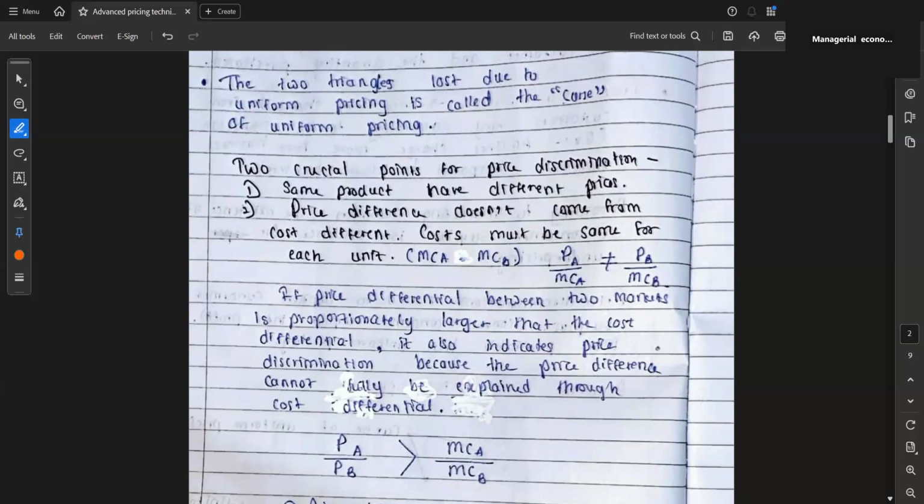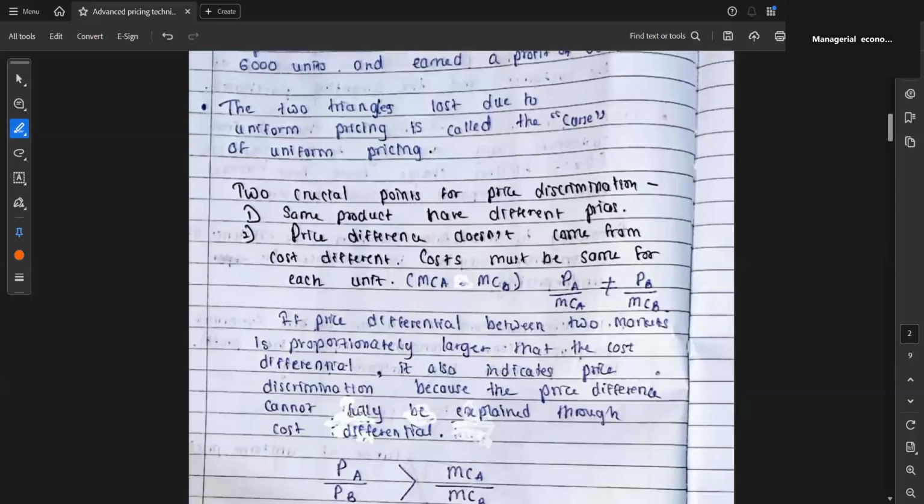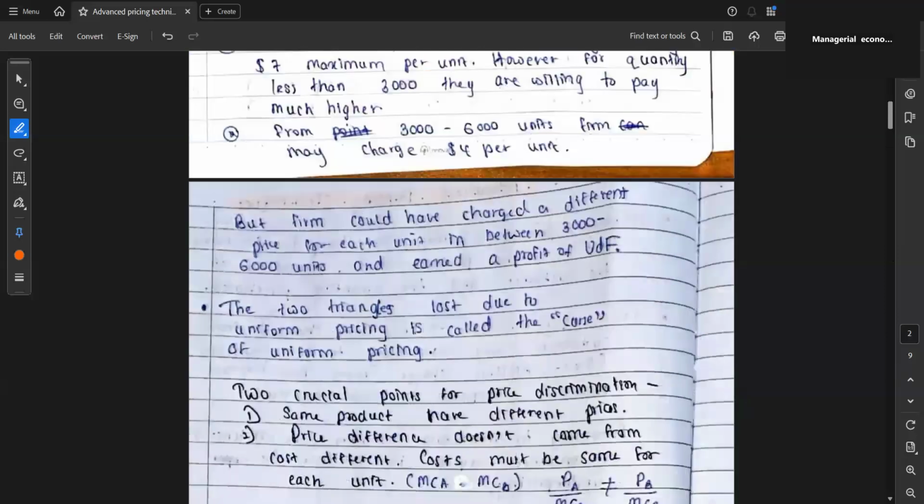So again, let's say there are two products, and the price difference is higher than their cost difference. That also indicates some amount of price discrimination, because their price difference is not fully explained through their cost difference. Some part of that price difference is coming from price discrimination.